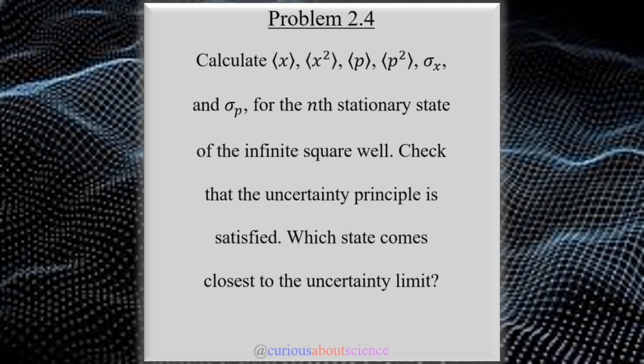By the end of this video, you will be familiar with what the infinite square well is and how to manipulate the allowable solutions. The question of interest here is: calculate the expectation value of x, x squared, p, p squared, the standard deviation of x, and the standard deviation in p for the nth stationary state of the infinite square well. Check that the uncertainty principle is satisfied and which states come closest to the uncertainty limit.